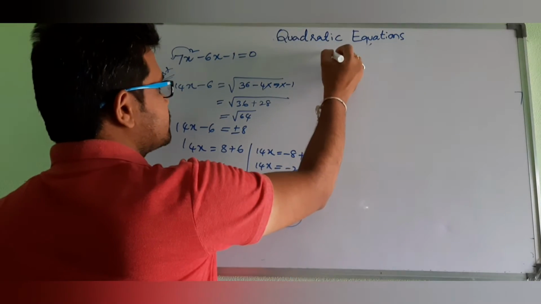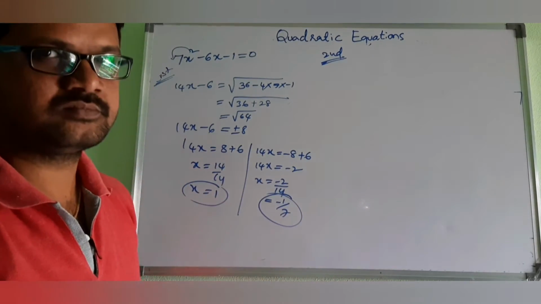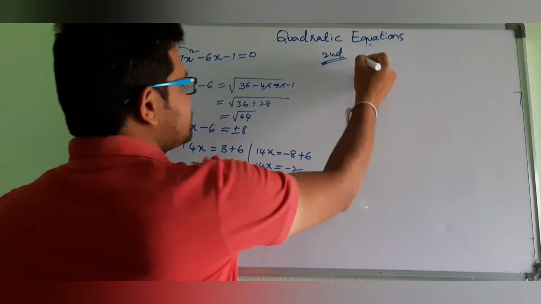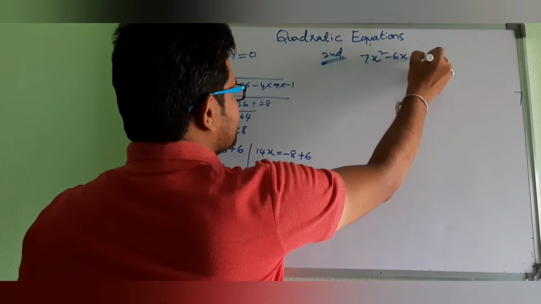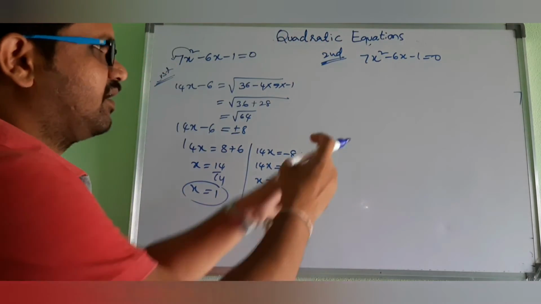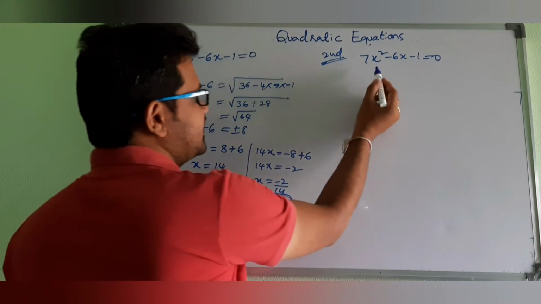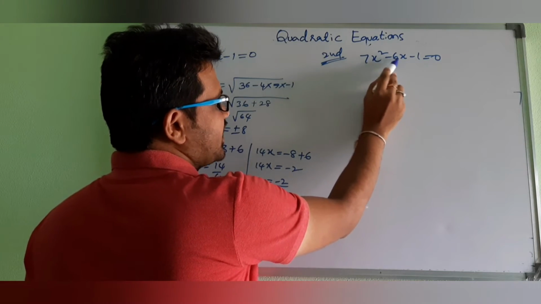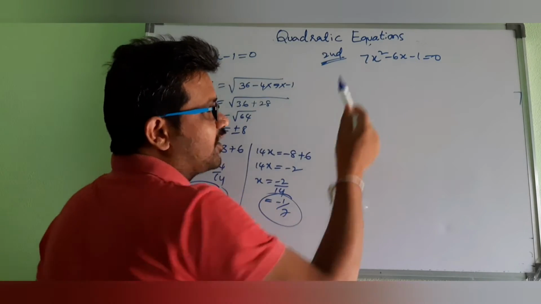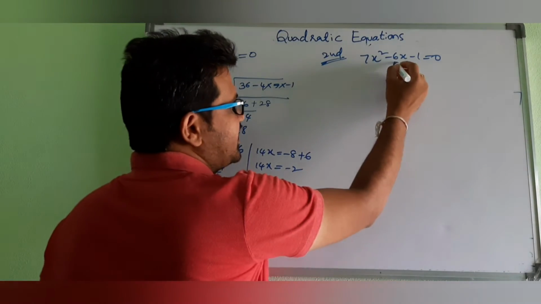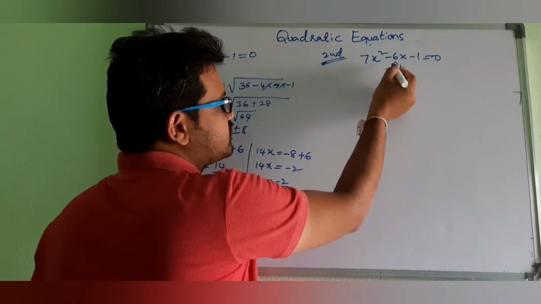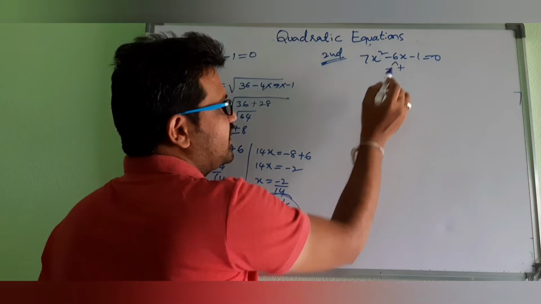Second method. Understand clearly. 7x square minus 6x minus 1 is equal to 0, very easy. If you concentrate here you will understand. This second method is much easier than the first one. See how to do that. In 7x square minus 6x minus 1, the x term is negative and the constant is also negative. So we have to split the middle number: the first one should be negative, the second one should be positive. So how to split that? Minus 6 is minus 7 plus 1.